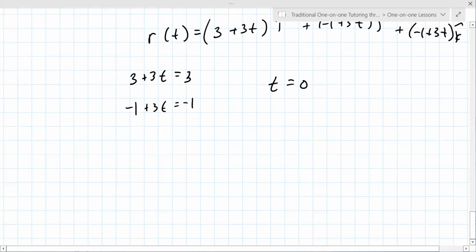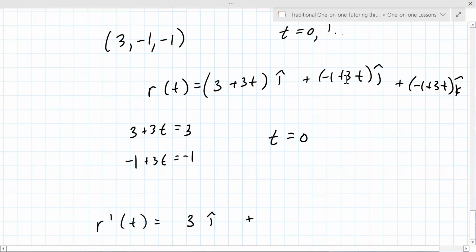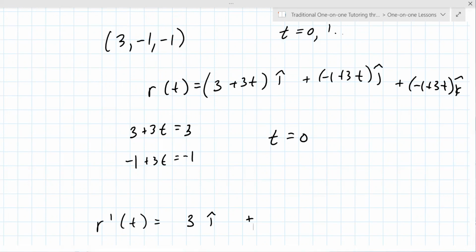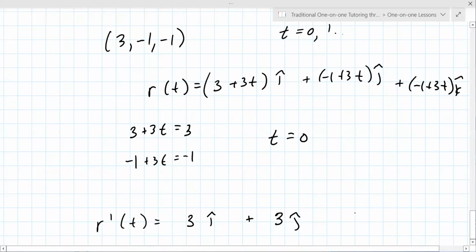That comes in later. So we first find r prime of t. We're taking the derivative of each of these coordinates. It's 3i plus this one is... that's not right, sorry, I'm just looking at this. The solution isn't right. Okay, yeah. So 3j and 3k. There's our derivative.